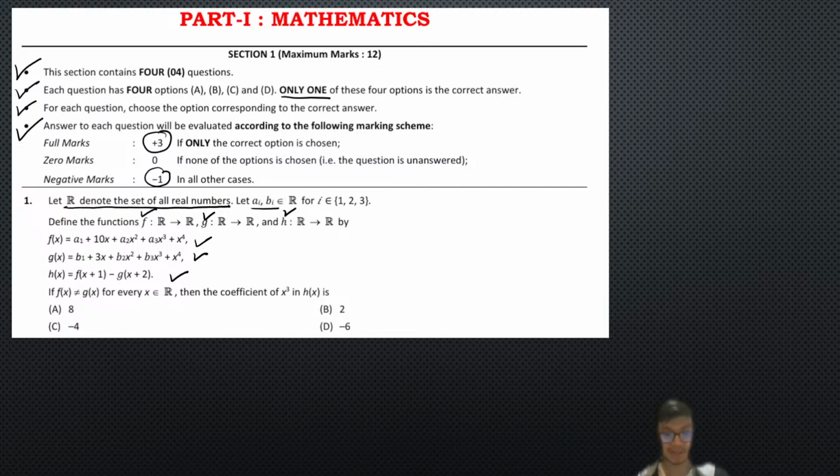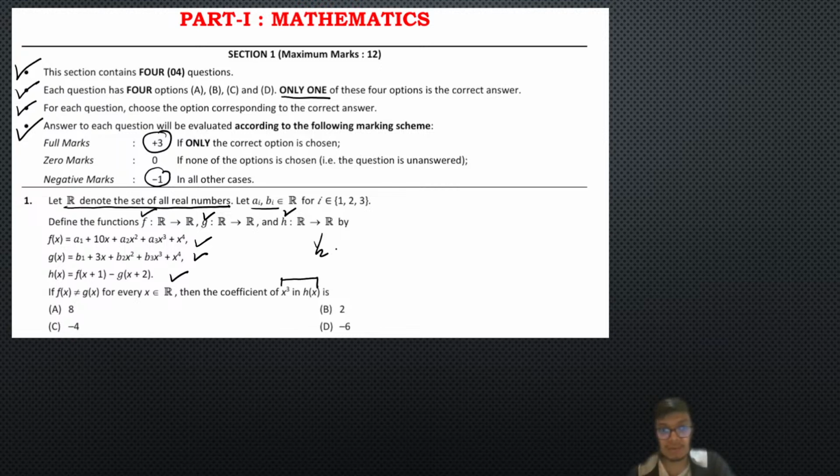Let us try to understand. If you look at this problem, the first and foremost thing I would suggest in your place is to try to understand what h of x is, because ultimately you have to find out the coefficient of x cube in h of x.